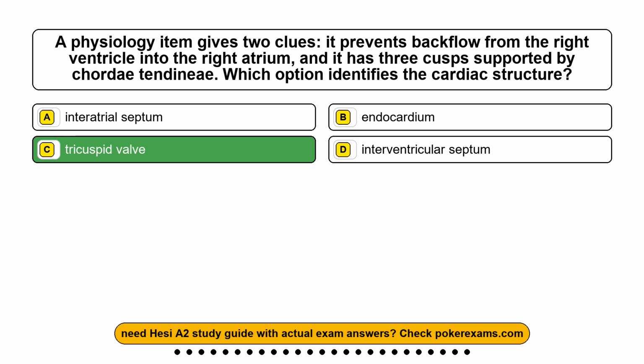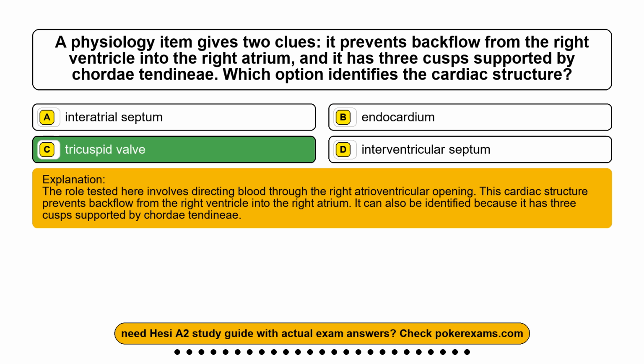The correct answer is option C, tricuspid valve. The role tested here involves directing blood through the right atrioventricular opening. This cardiac structure prevents backflow from the right ventricle into the right atrium. It can also be identified because it has three cusps supported by chordae tendineae.